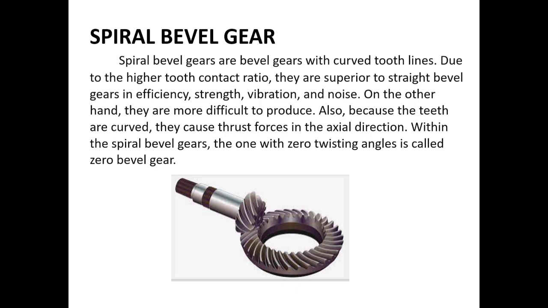Next one, the spiral bevel gear. Spiral bevel gears are bevel gears with curved tooth lines. Due to the higher tooth contact ratio, they are superior to straight bevel gears in efficiency, strength, vibration, and noise. On the other hand, they are more difficult to produce. Also, because the teeth are curved, they cause thrust forces in the axial direction. Within the spiral bevel gears, the one with zero twisting angle is called zero bevel gear.